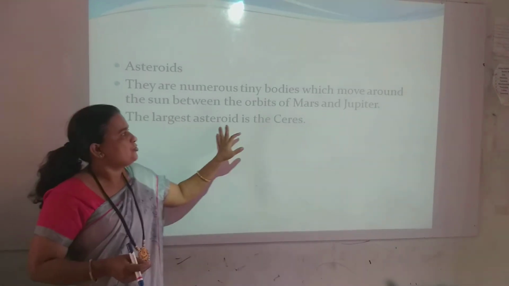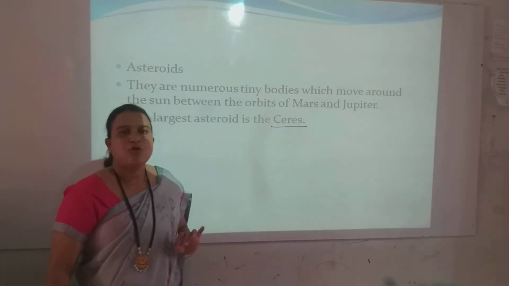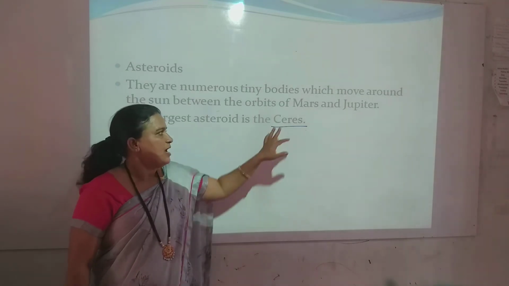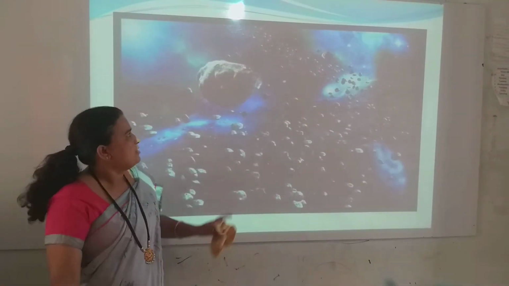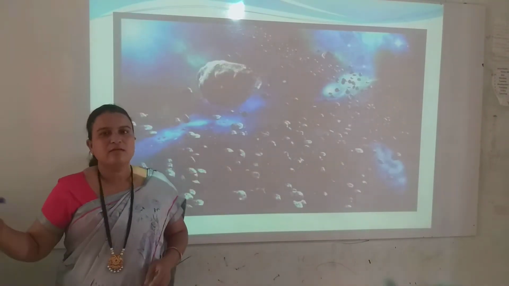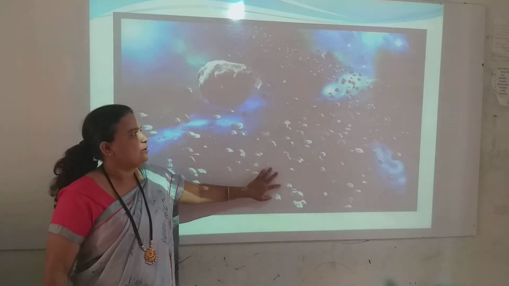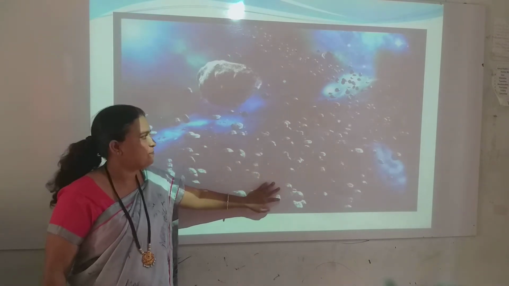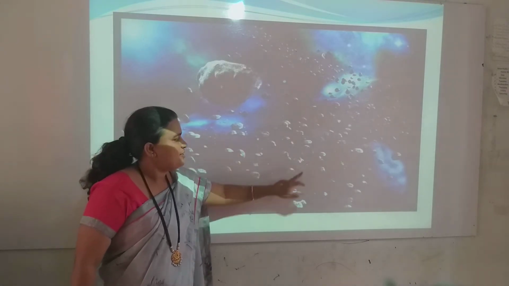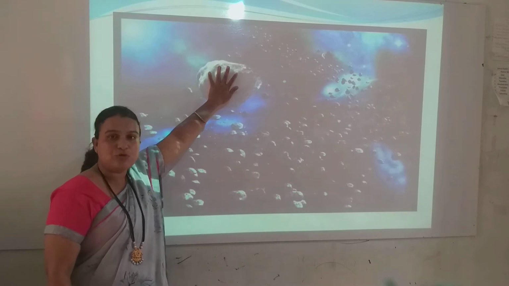The largest asteroid is Ceres. Among the asteroid bodies, Ceres is the largest. Here you can see the asteroids, like stone boulders, which are broken parts of planets when these planets are moving in space. Some asteroids are smaller in shape, some are bigger, and some are huge.